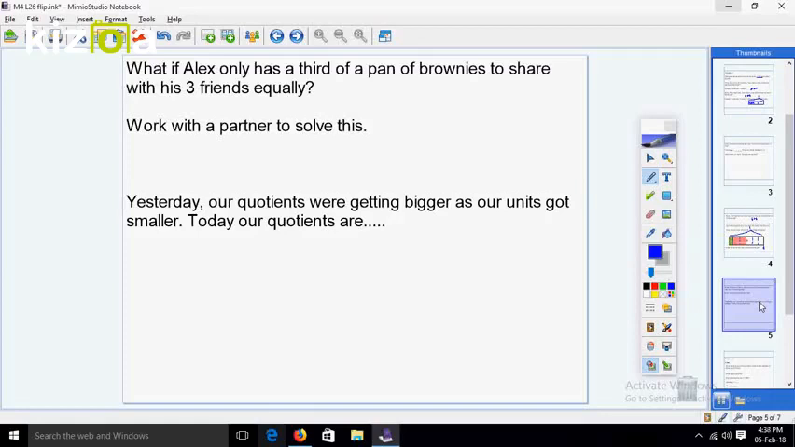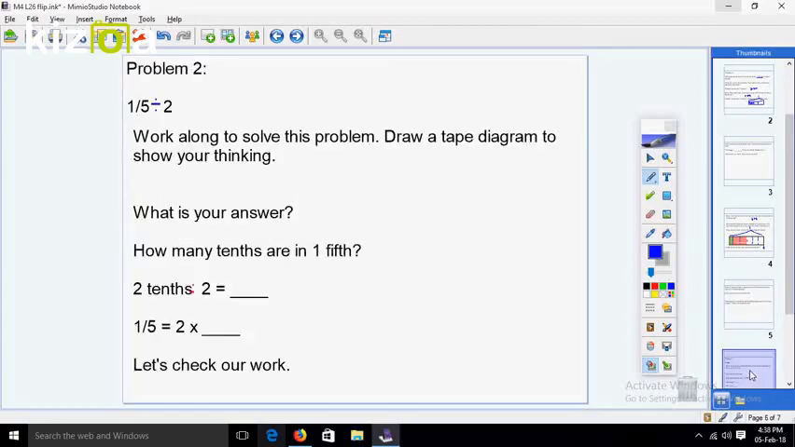So yesterday, our quotients were getting bigger as our units got smaller. But today, our quotients are actually getting smaller, okay? Hopefully you noticed that. All right, so let's look at this problem. 1/5 divided by 2, okay? So we're going to show a tape diagram, of course.